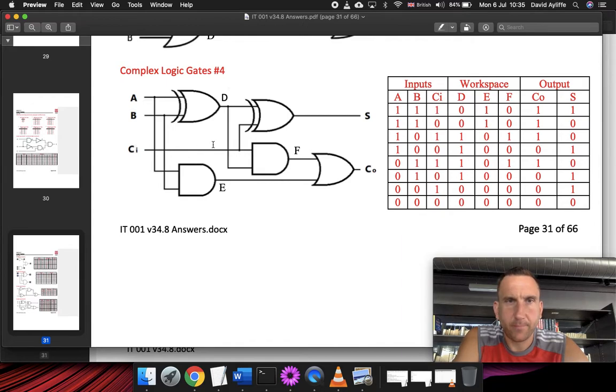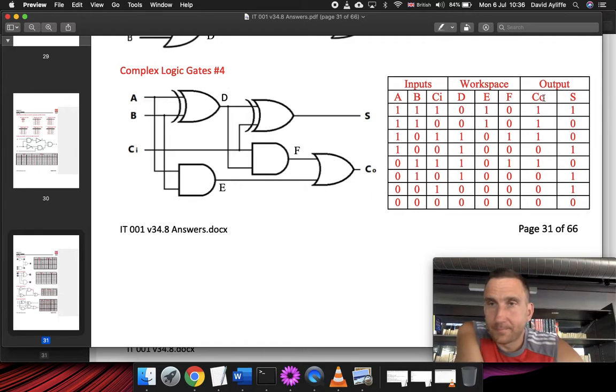F is CI and D. So we're looking at these two values here. So F is CI or D. So 0, 0, 1, because these are both positive. 0, 1, both positive. 0, 0, 0.